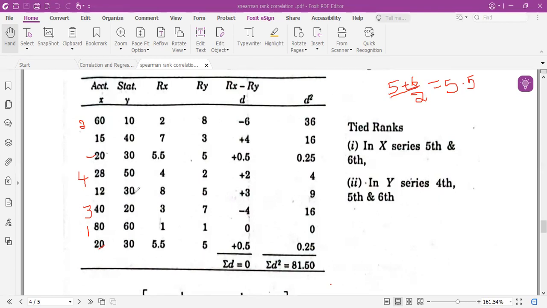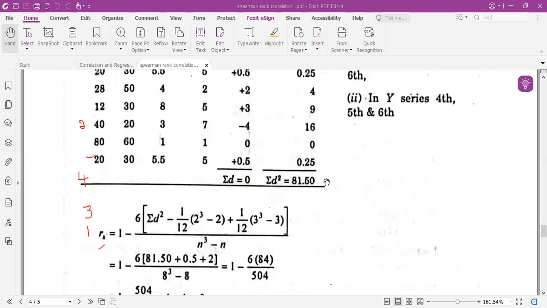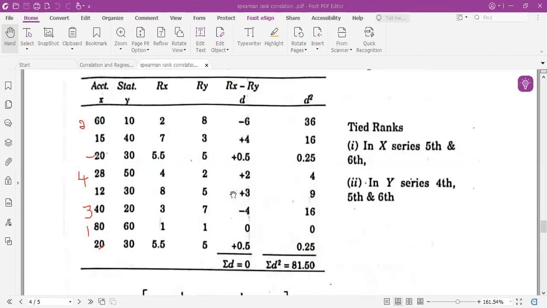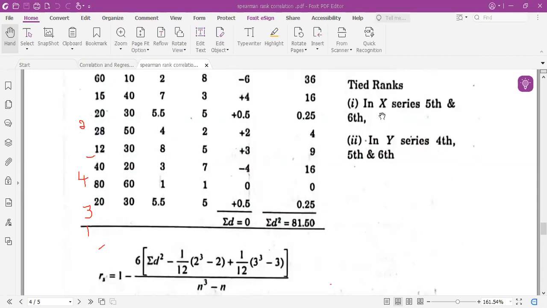In y you don't have any ties, so it's a unique number, you can take it as it is. The ranks converted in x are like this: 2, 7, 5.5, 4, 8, 3, 1, 5.5. So as usual we are calculating the difference d, then d square. So 81.50. Since we have repetitions, we have a tie in ranks here.